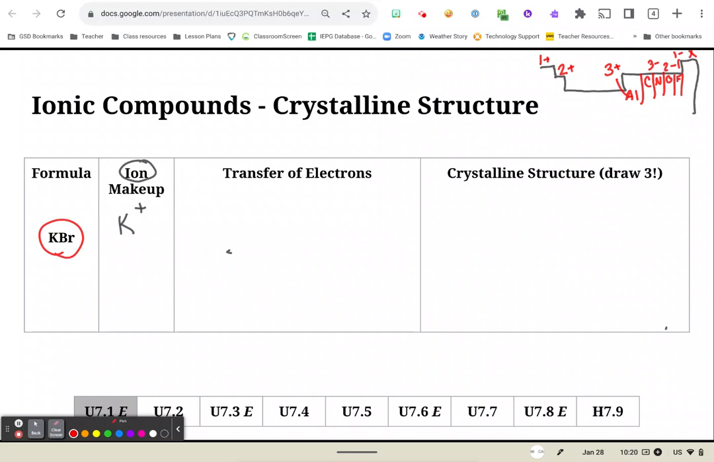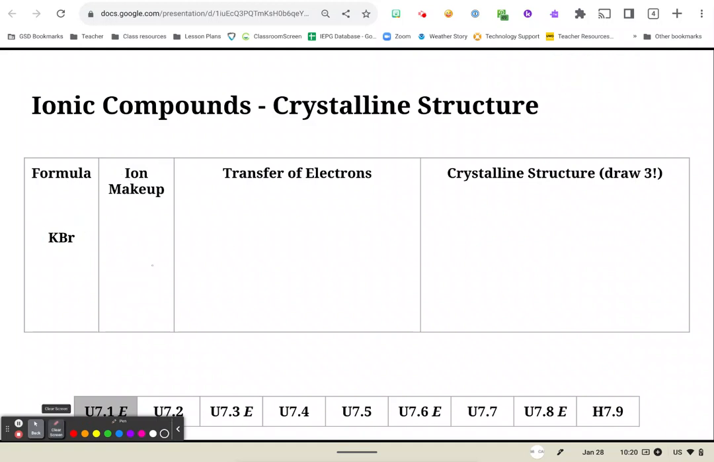So that's how I know that K is a +1. And then it would follow that bromine is going to be a -1. So that is the ion makeup. We want you identifying how many you have. Okay, so then transfer of electrons.